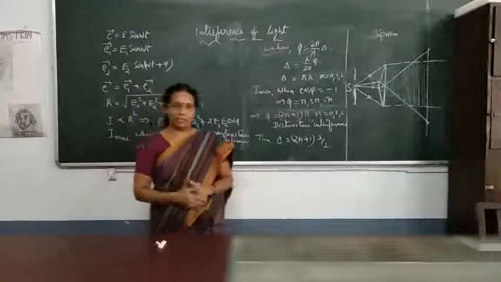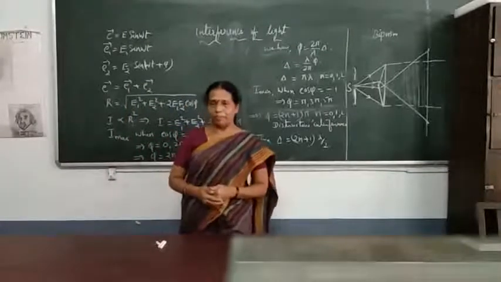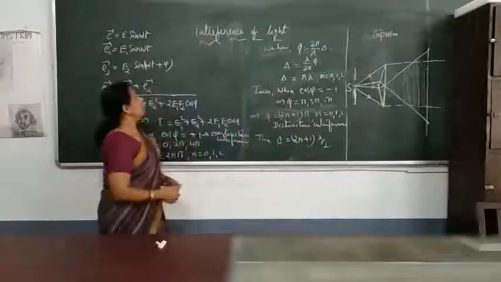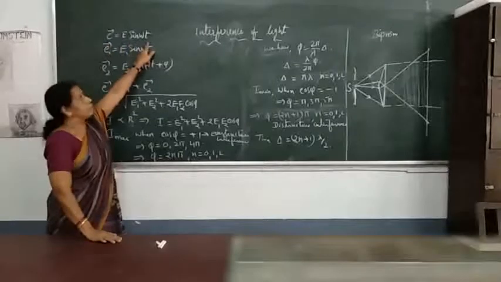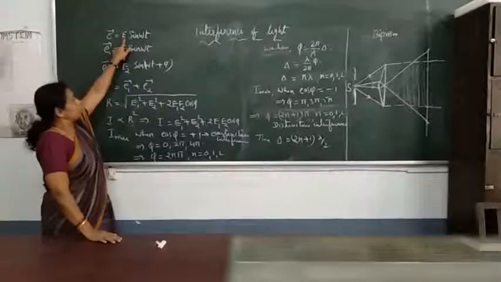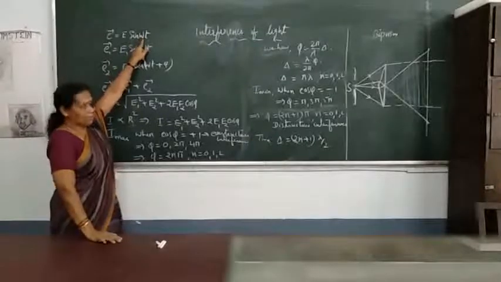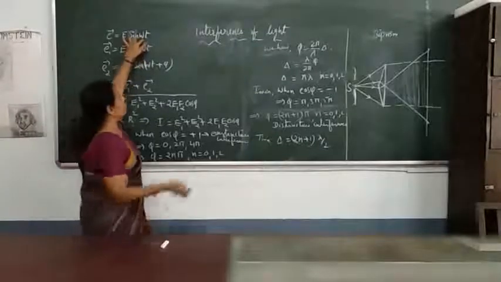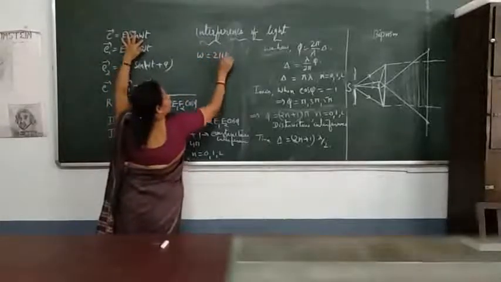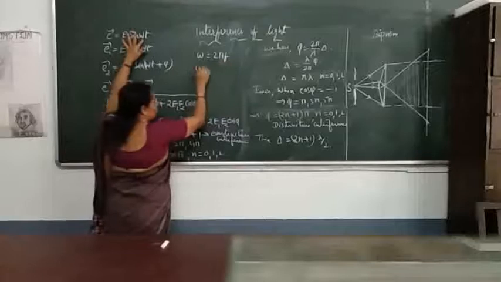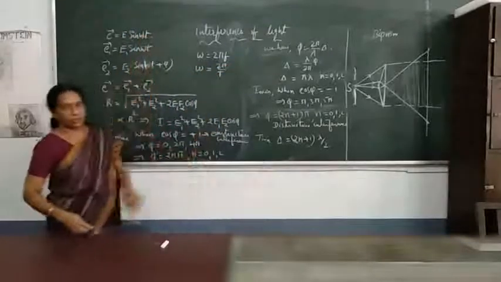What is interference? Light is treated as an electromagnetic wave. It is a simple harmonic wave. It is represented by the equation E = E sin omega t. Here E is the amplitude of the wave, omega is the angular frequency or angular velocity, and you know the relation: omega is given by 2 pi f, where f is the frequency. Omega is also defined as 2 pi by T, where T is the period of the wave.